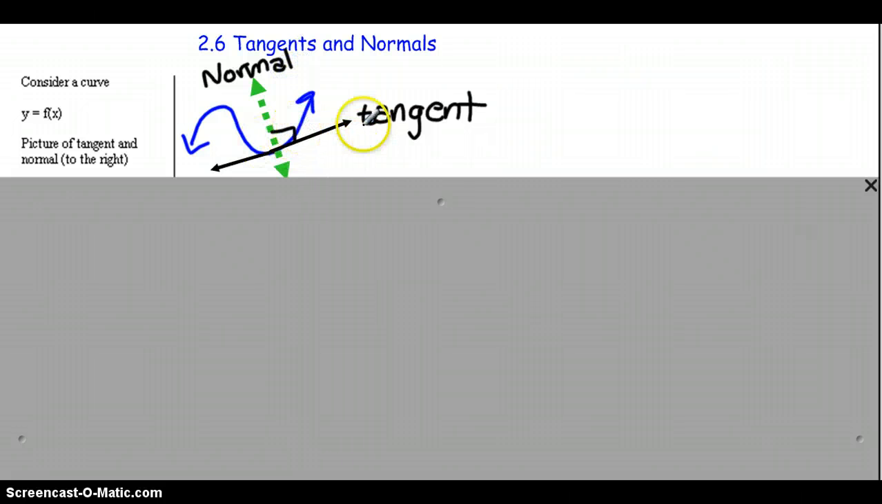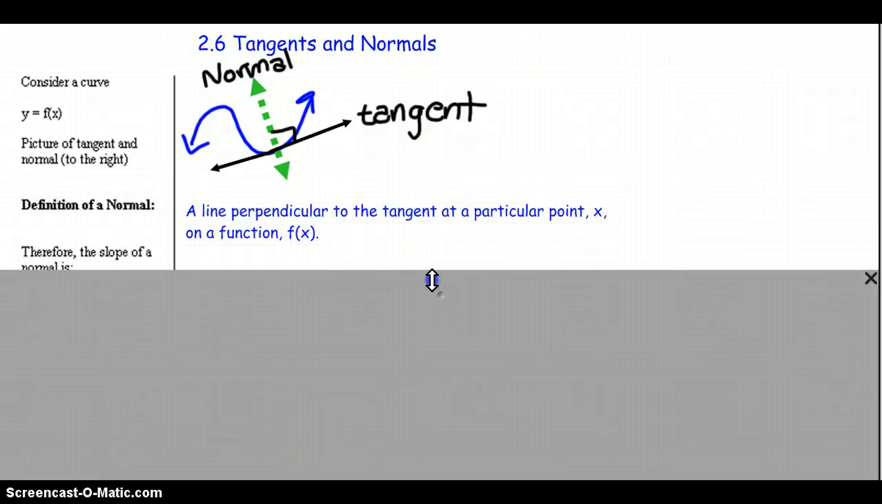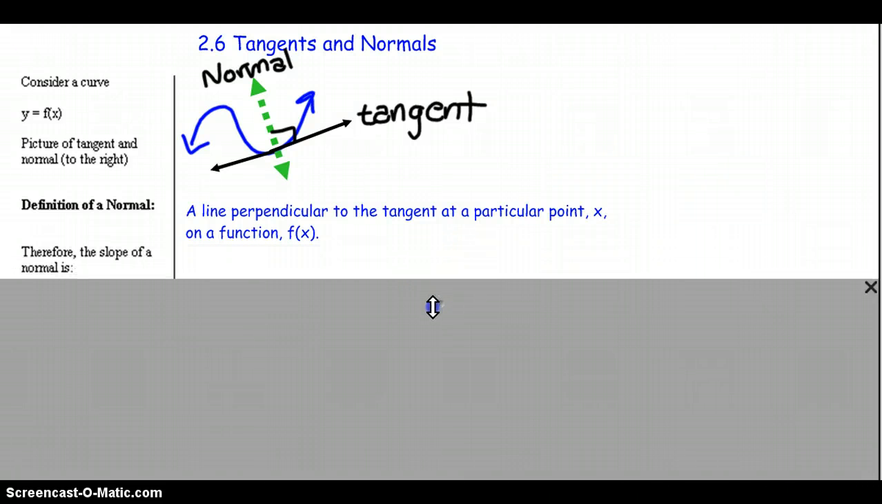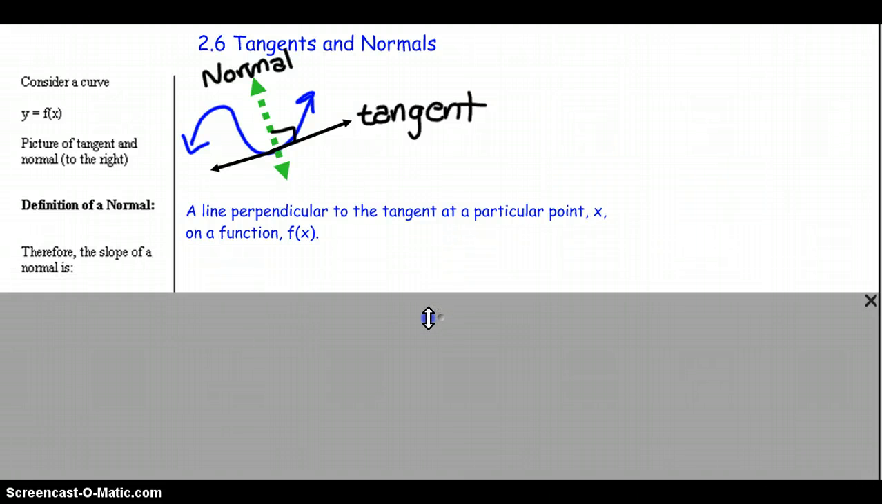So if you think back to Algebra 1, remember our slope is rise over run? When you had to find the equation of a perpendicular line, you did what with the slope? We basically took the opposite reciprocal slope. So that's exactly what we're going to do with our normal. Make sure you have a formal definition written down: a normal is just a line that's perpendicular to the tangent at a particular point, whatever the x value is, on a function f of x, whatever your function is.